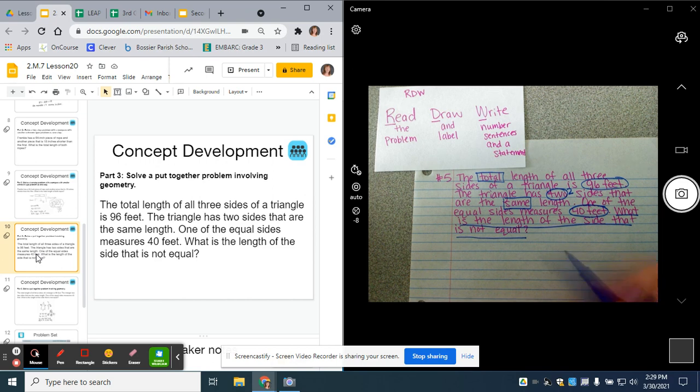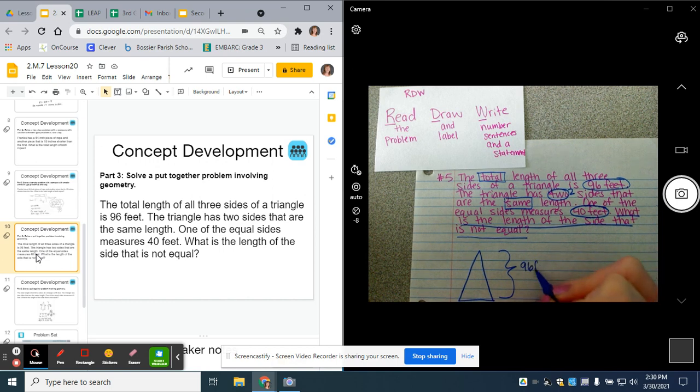All right, let's draw a picture and label it. Let's draw a triangle. All right, it said that the total, this whole triangle, equals 96 feet. That's the total. We know that two of the sides are the same length of 40. So that means this is 40 feet and this is 40 feet. We need to know what this other side is.